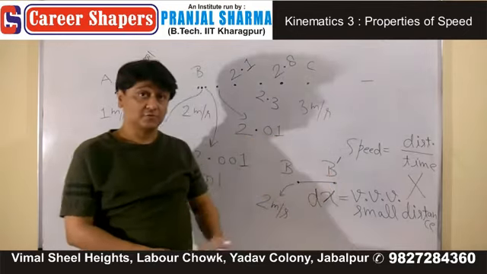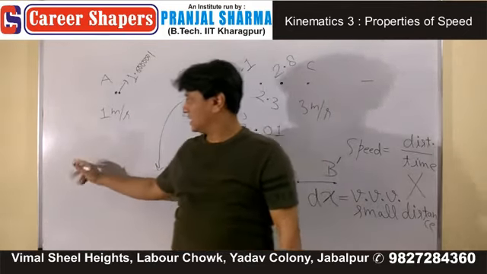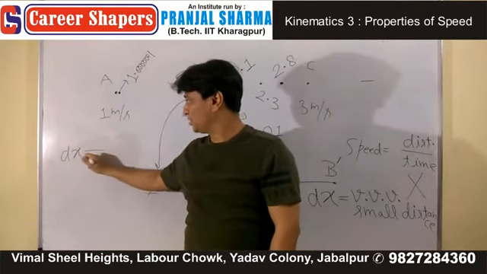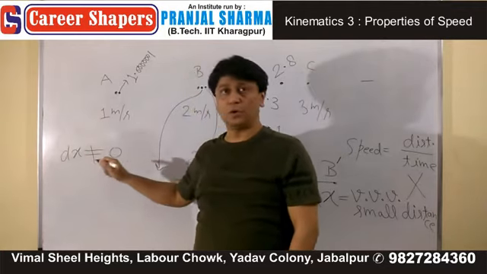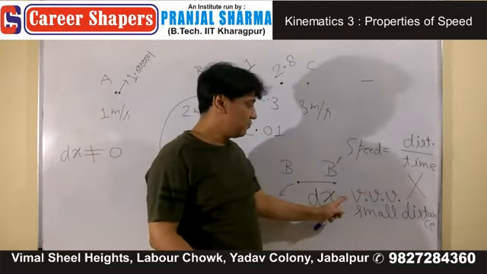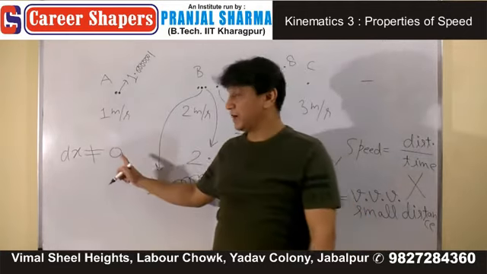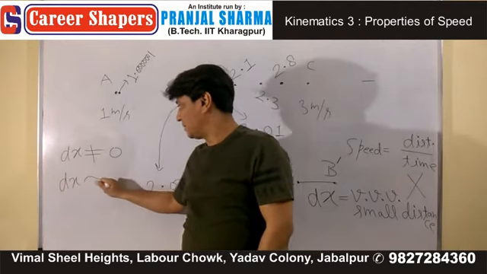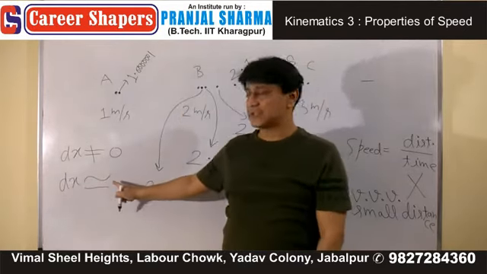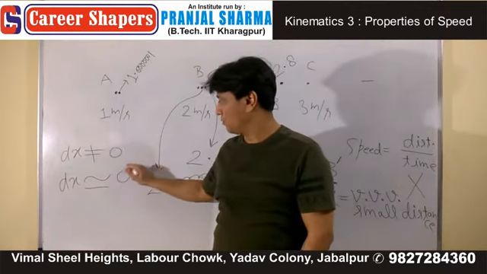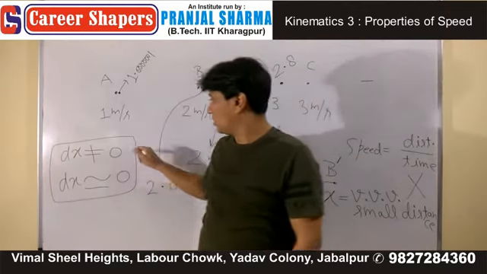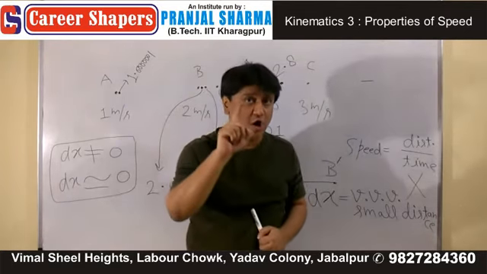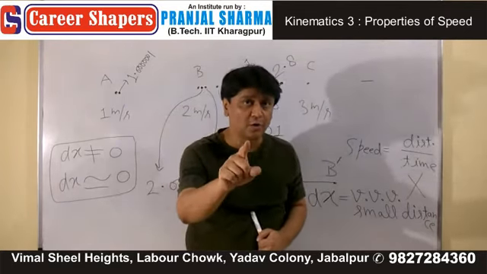This dx is something which is not zero. Remember, it's a very, very small distance, but it is not zero. This dx is approximately 0, this is a sign of approximately 0. What is the meaning of dx? Dx means a very, very small distance, which is not 0, but is almost 0.